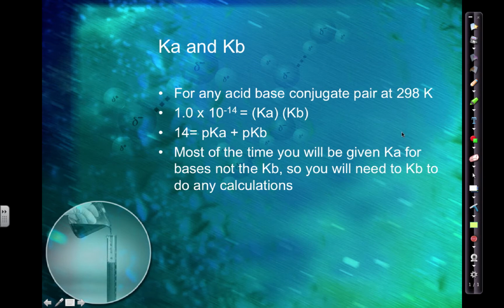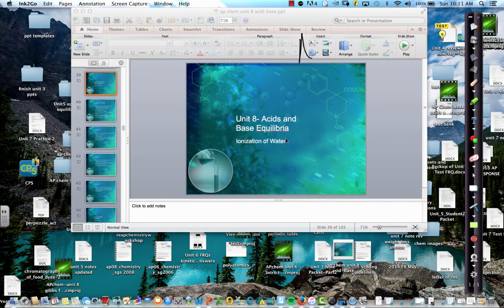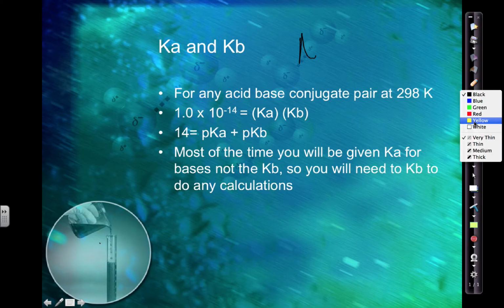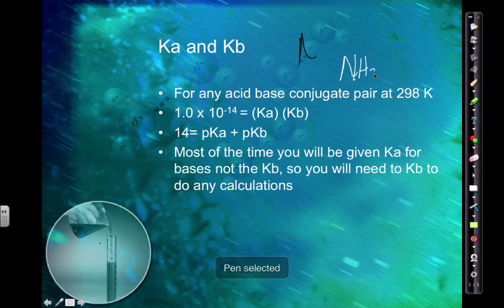All right, so when you are looking at a base, sometimes the Kb will not be given, but we have pretty much all the Kas. So sometimes if you're given the Ka of an acid, you can figure out the Kb of its conjugate base. This only works if you have a conjugate pair. So if you're looking at ammonia, and you're given the Kb of this, you can figure out the Ka of its conjugate, which is ammonium. So it has to be a conjugate acid-base pair.